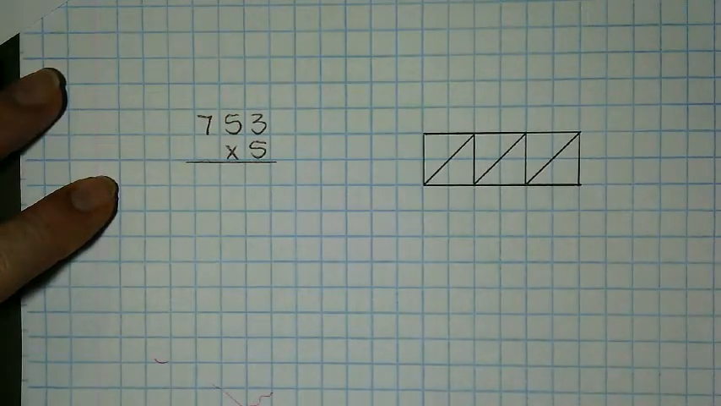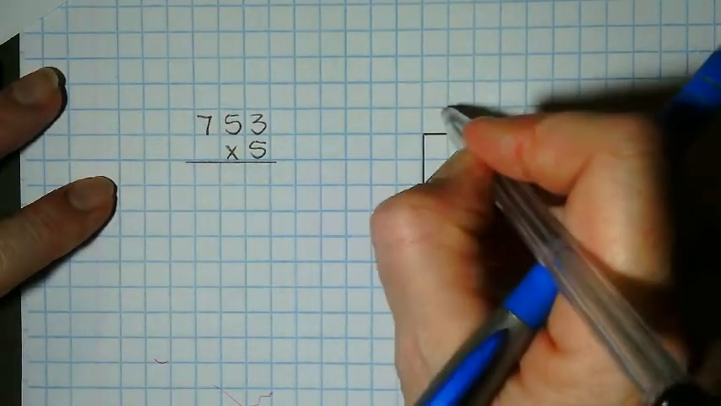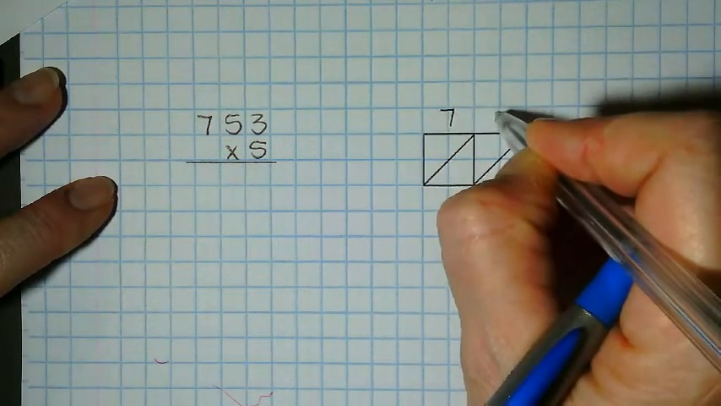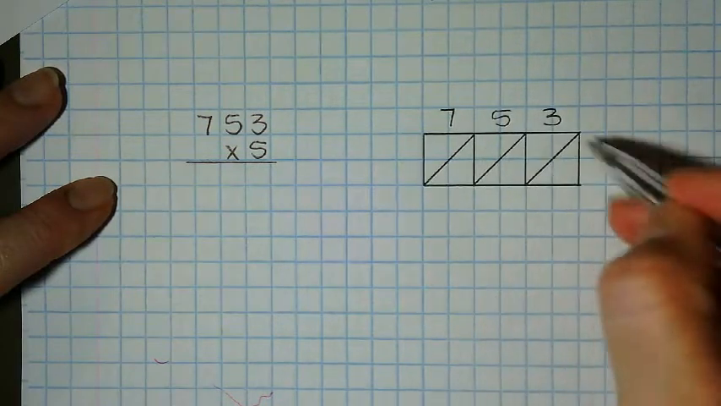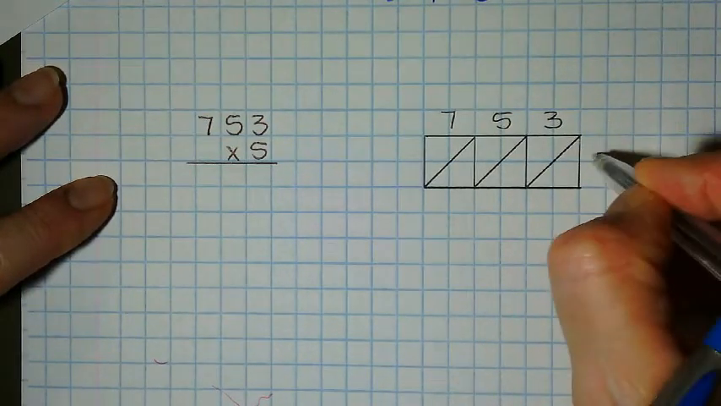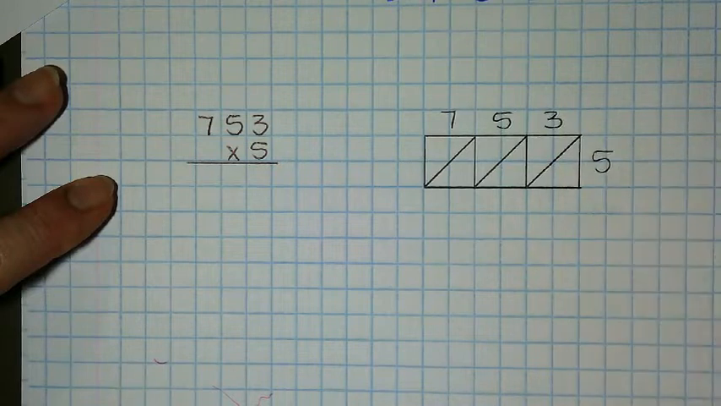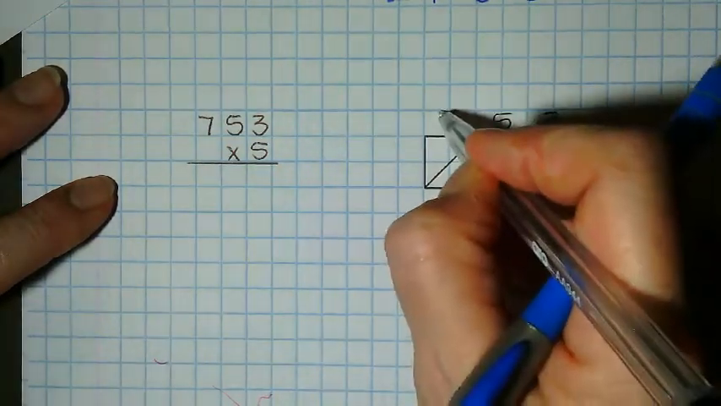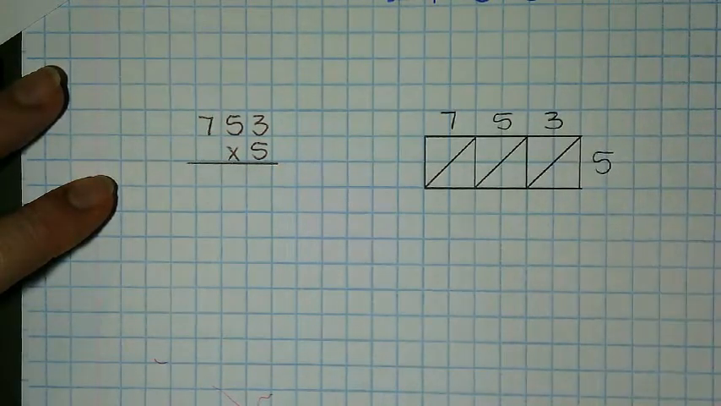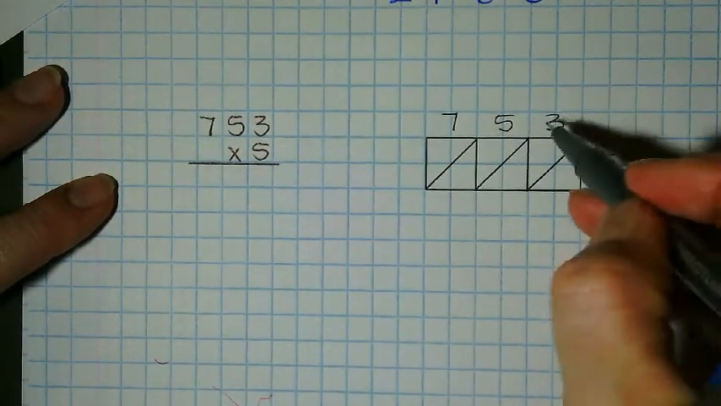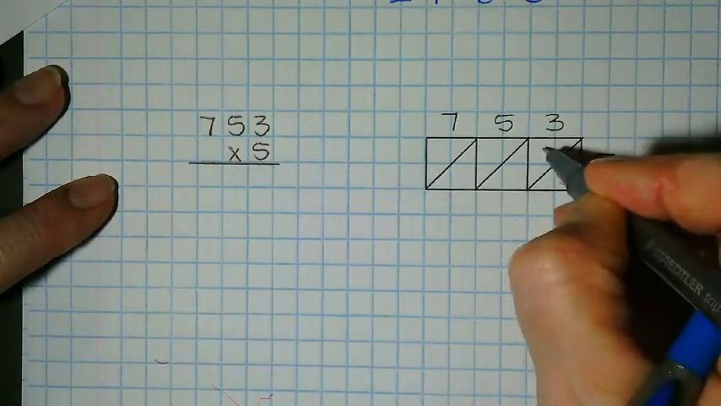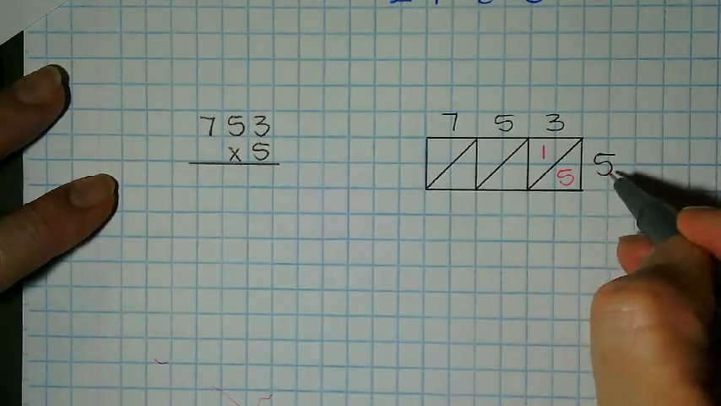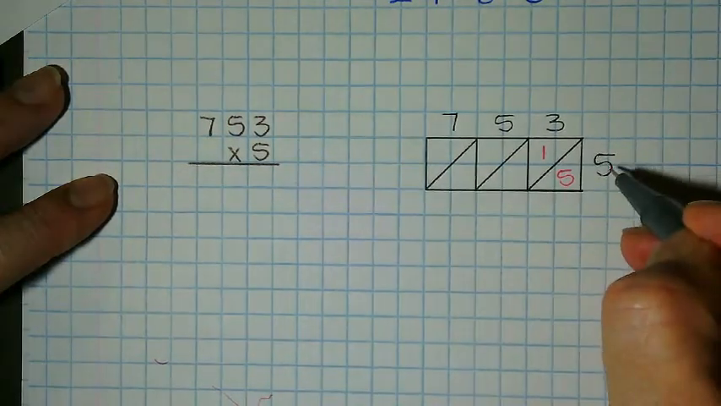753 times 5. Okay, let's write the numbers there at the top. And I think the longest part is doing these squares and rectangles and triangles together to get the sum. Okay, let's try this one. 3 times 5 is going to be 15. 5 there and the 1 there at the top of the triangles.